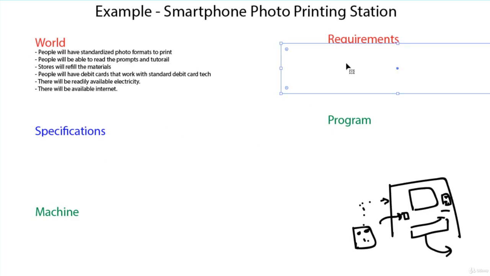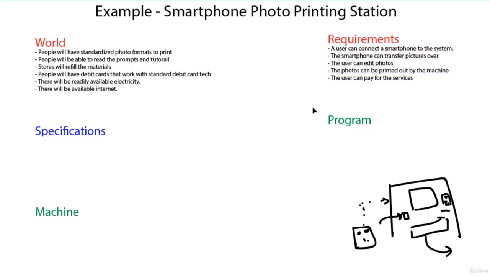Next part are the requirements. What is the thing supposed to do? So a user can connect a smartphone to the system. And if you notice, maybe you want to go over the requirements first before you jump into the world. Maybe you want to define the problem and then work out from that and see what are some of the assumptions I made when making the requirements. That might be a good step too. These things can be done in many, many different ways, just some ideas here.